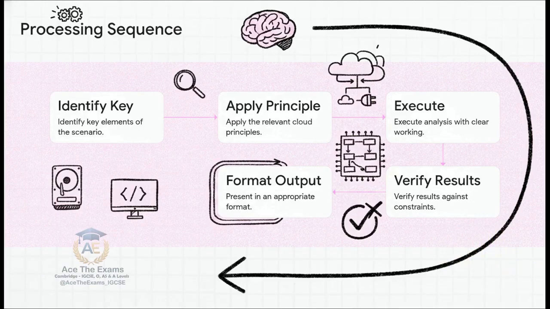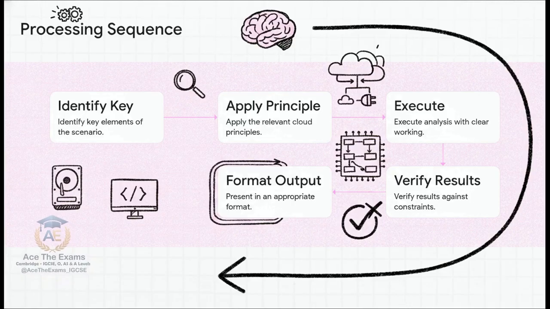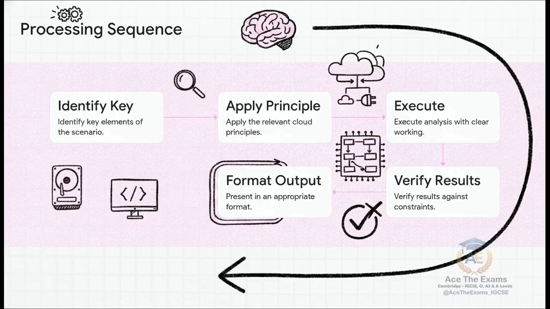Step 1. Identify key elements. You literally deconstruct the question constraints. What are they asking? Step 2. Apply relevant principles. Which cloud deployment model actually fits this specific scenario? Step 3. Execute analysis. This is where your algorithmic thinking really shines through via step-by-step decomposition of the problem. You break it down. Step 4. Verify results. Have you actually addressed all the constraints of the prompt, or did you go off on a tangent? And finally, step 5. Present in format, delivering it all with the appropriate high-level terminology and data structures. It is a repeatable, completely unbreakable algorithm for scoring.